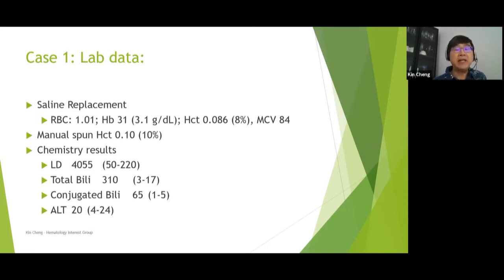Then the saline replacement gave the result. The hematocrit was 8%. From 22%, which is what the machine gave, down to 8%, which is very, very different. And nobody can call an 8% hematocrit a normal hematocrit. And the hemoglobin was 31.